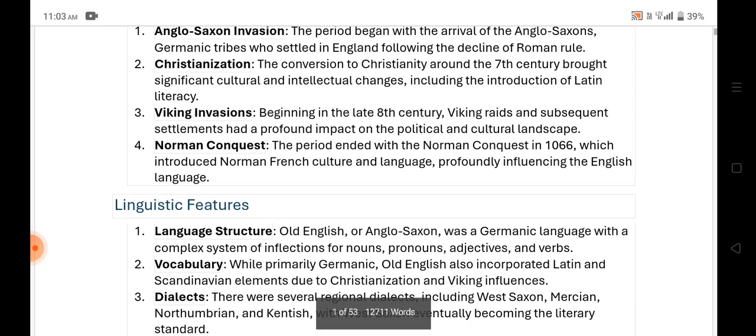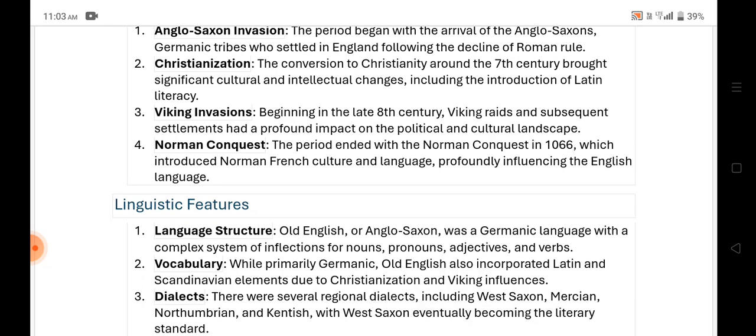Latin literacy. Then the Viking invasion, beginning in the late 8th century. Viking raids and subsequent settlement had a profound impact on the political and cultural landscape. Next is the Norman Conquest. The period ended with the Norman Conquest in 1066, which introduced Norman French culture and language, profoundly influencing the English language.